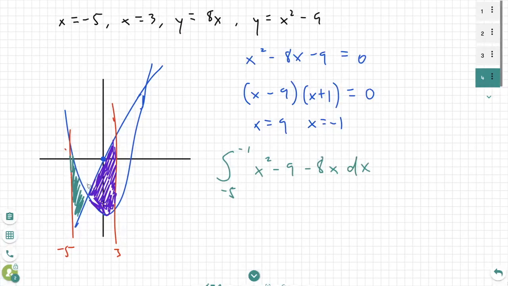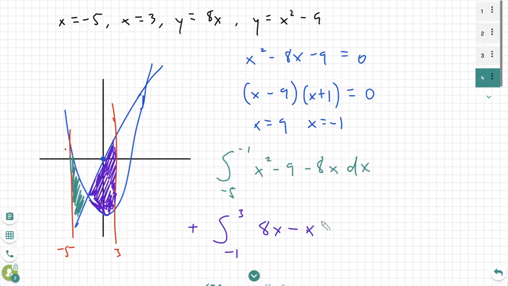Okay, so that takes care of the green area, and then the integral for the purple area. What do you get for that? Oh, it's the 3 over the -1. Yeah, it goes from -1 to 3, and then what do you plug in the integral? Do you do the same thing? The x squared minus... oh, no. You do the opposite, right? Yeah, exactly. So it's 8x minus the x squared minus 9.